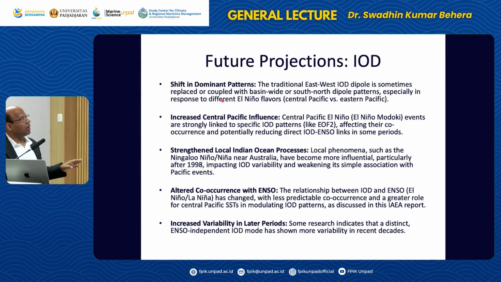Shift in the dominant patterns, increased Central Pacific influence. If we have El Nino Modoki in the future and positive Indian Ocean dipole in the future, their combination will be different from positive Indian Ocean dipole and El Nino. El Nino Modoki actually favors more positive Indian Ocean dipole. So that's another way to say that if you have more positive Indian Ocean dipole, we can also expect more El Nino Modokis. And the co-occurrences of ENSO and IOD will decrease because you'll have more El Nino Modokis compared to El Ninos.